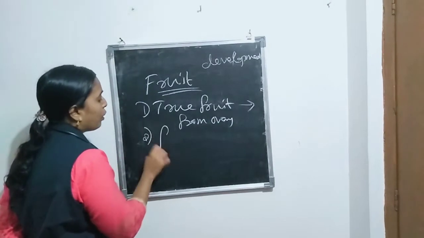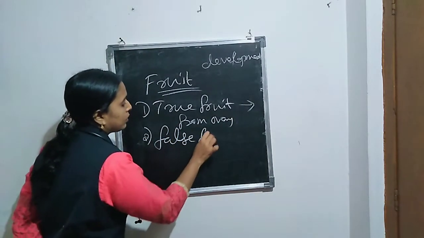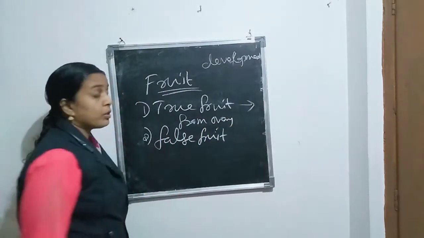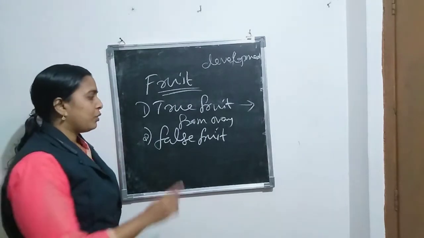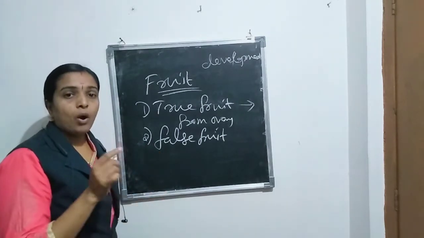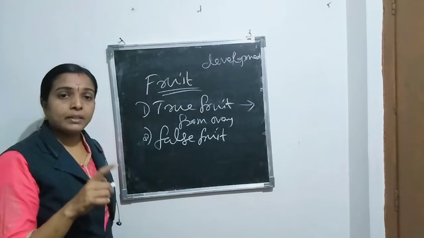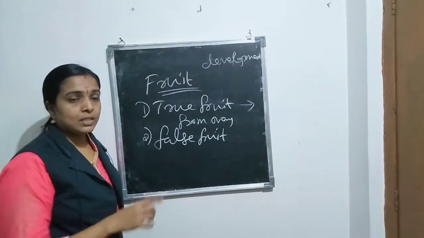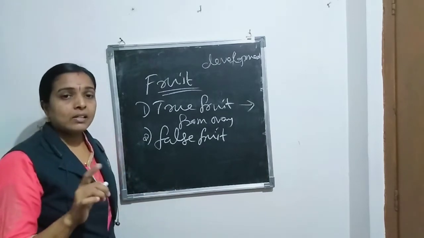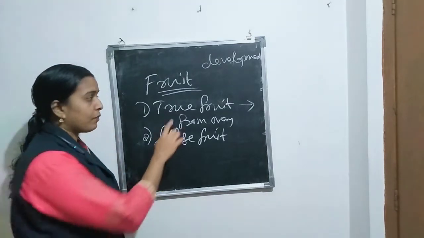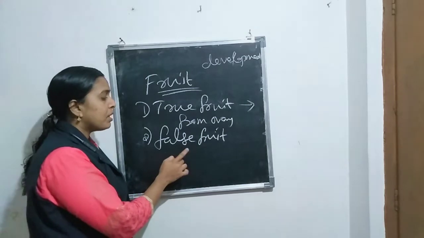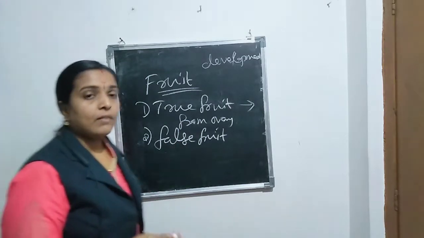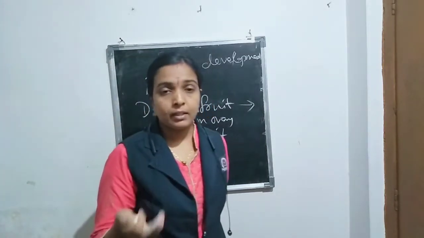Then second, false fruit. False fruit is not developed from the ovary. It is developed from a part other than the ovary. Such fruits are not directly developed from the ovary. That is the difference between true and false fruit.